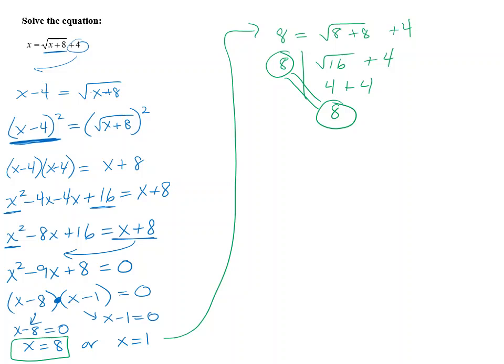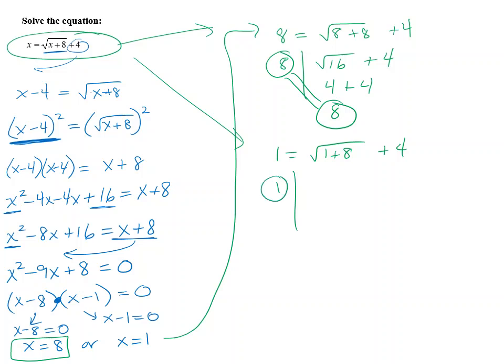Now let's check the 1. Remember, we are checking with the original equation. 1 equals the square root of 1 plus 8, and then plus 4 on the outside of the square root. So 1 obviously on the left side. On the right side, we have the square root of 1 plus 8 is 9. And then we have the 4 still. And then the square root of 9 is 3. Add the 4, we get 7. So here we have a false statement. Okay, so that 1 is not working. That's an extraneous solution, so we want to cross that one out because it doesn't work.